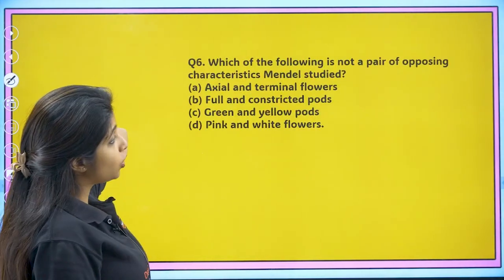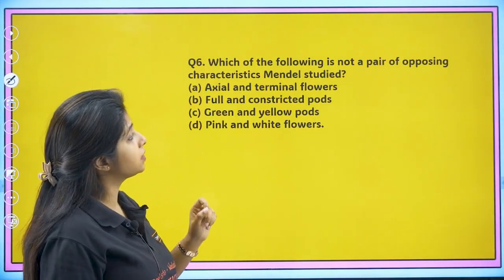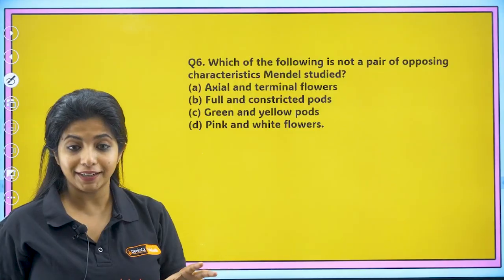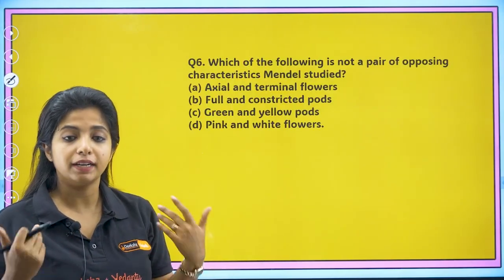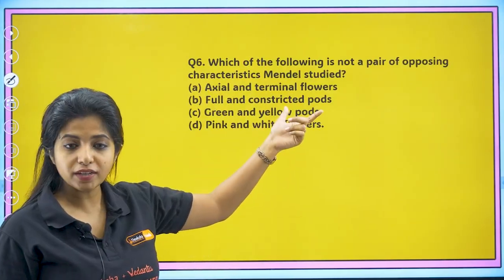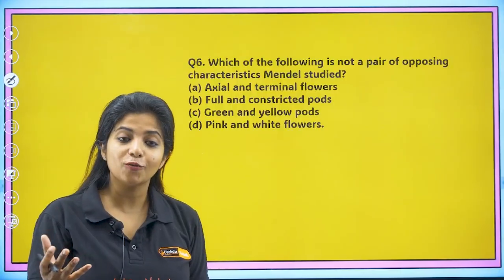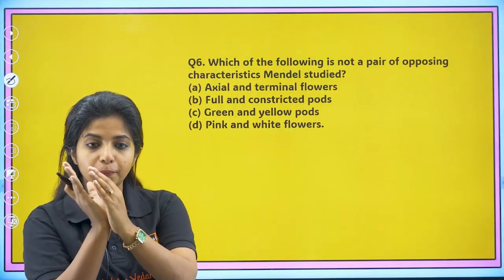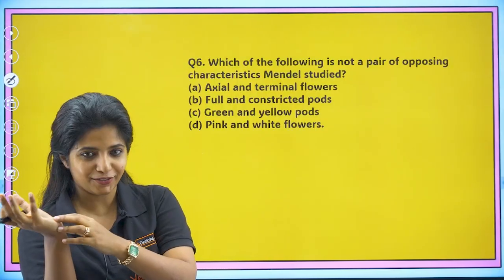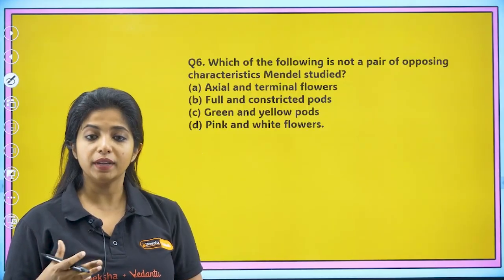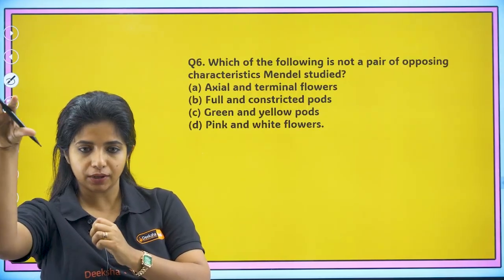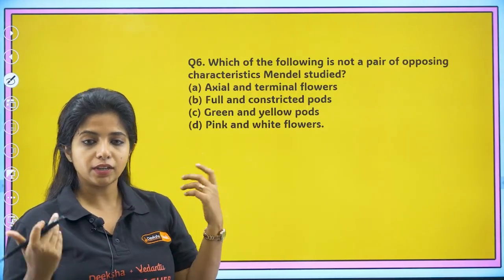6th question: which of the following is not a pair of opposing characteristics Mendel studied? Axial and terminal flowers is something he studied. Axial is the dominant one. Axial means the flower comes off from the point where the branch comes off. Terminal means it is at the tip.